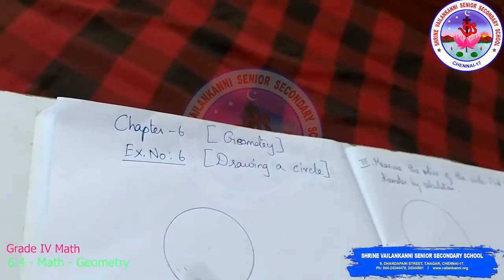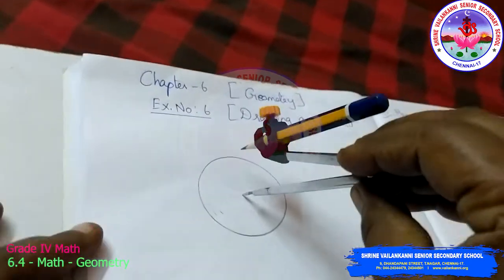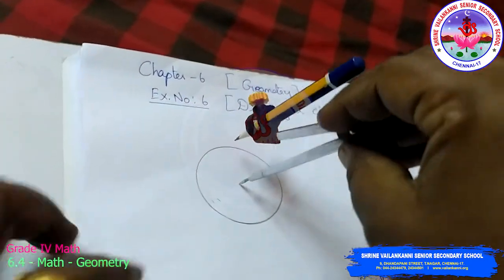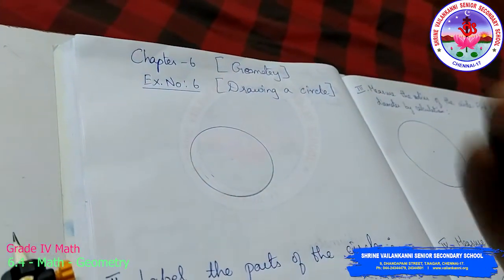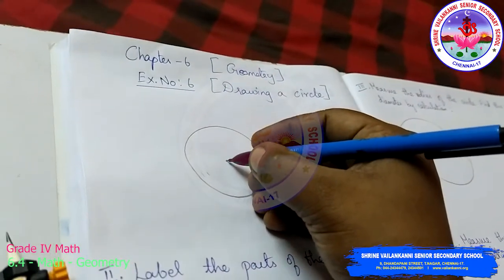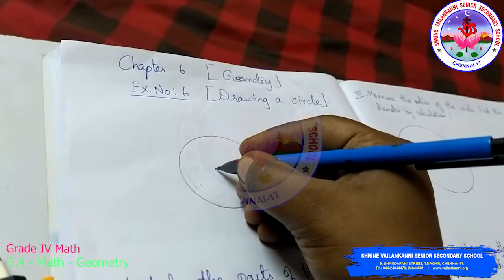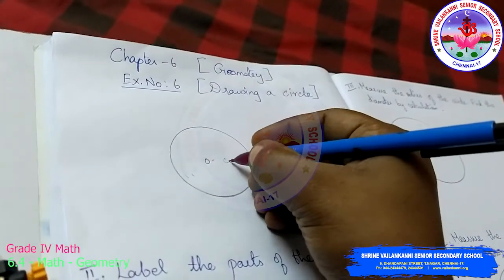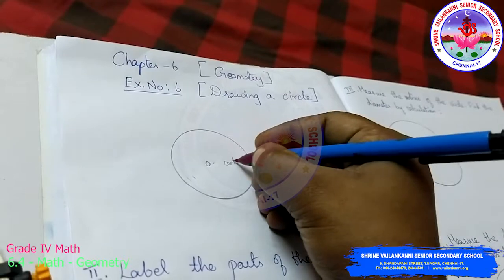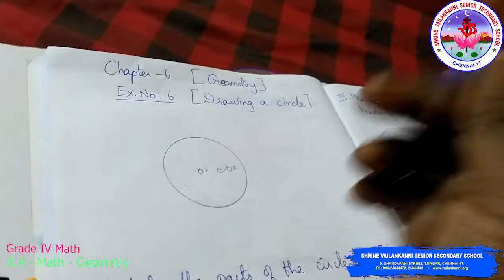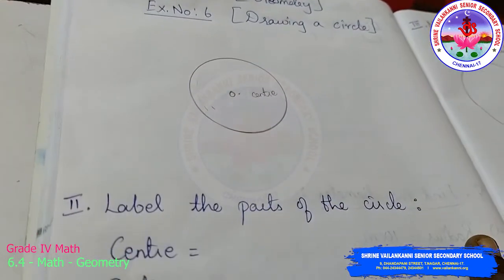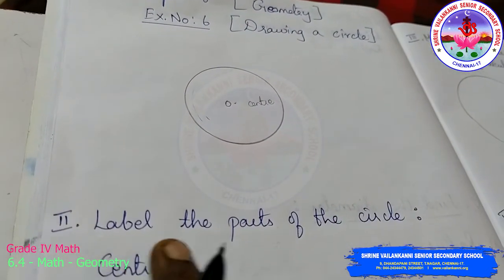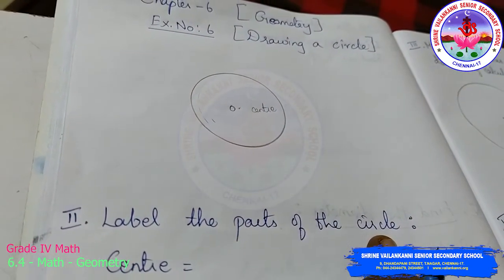See, the point where we placed the compass is the center point. I am naming it O, the center point. Now we are going to label the parts of the circle.